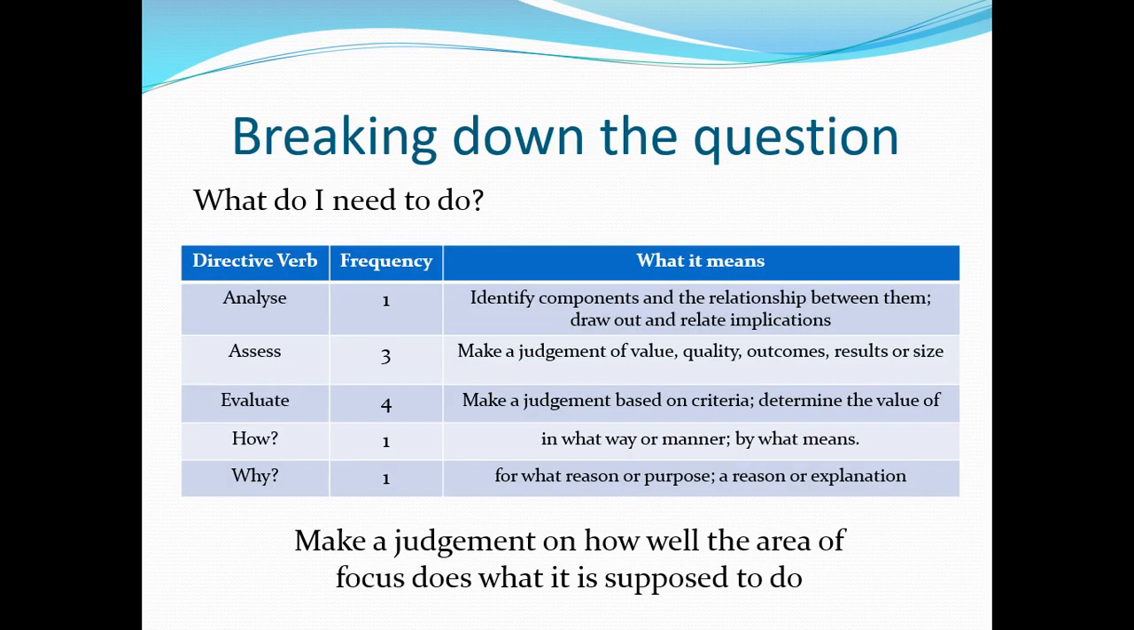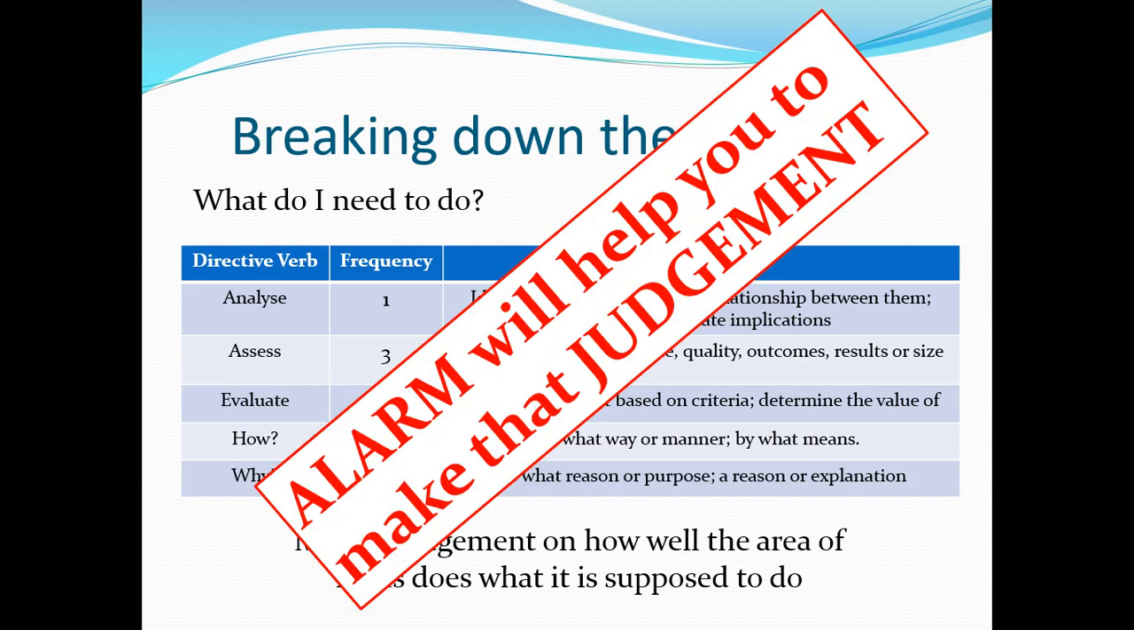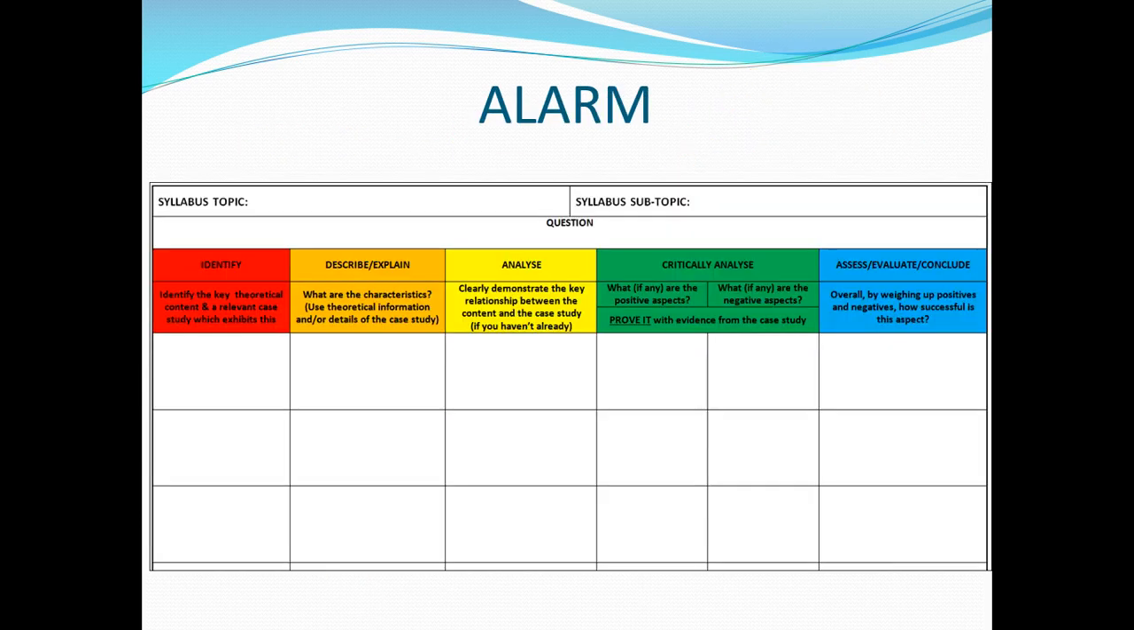As you remember from the previous video as well, we look at these directive verbs. Now, "how" is the one we're looking at today, but more commonly you see things like evaluate and assess, which are really all about making a judgment. And that's a critical thing that we're going to do with ALARM, making that judgment. So ALARM is going to help you to make that judgment, and that's what separates the good from the very good responses.